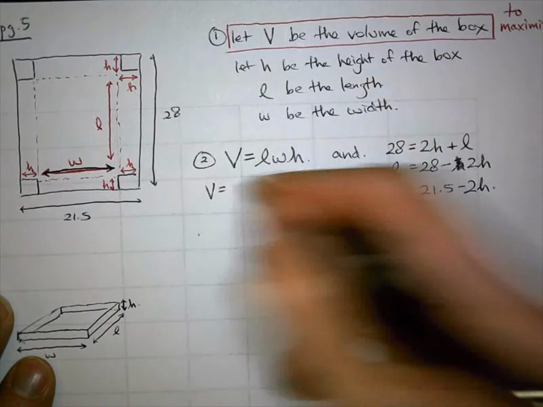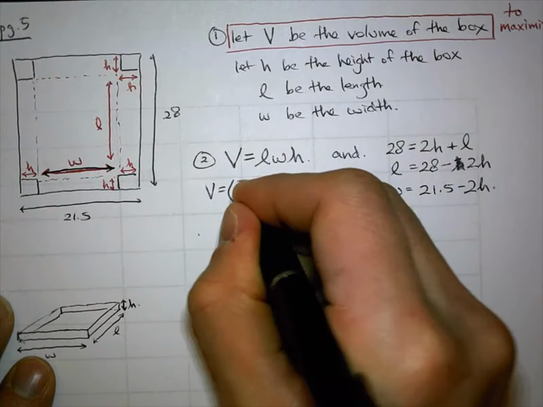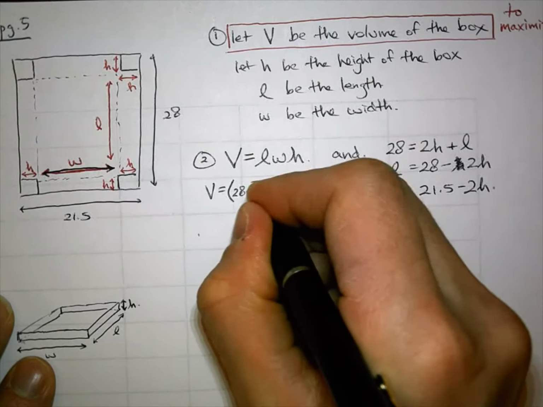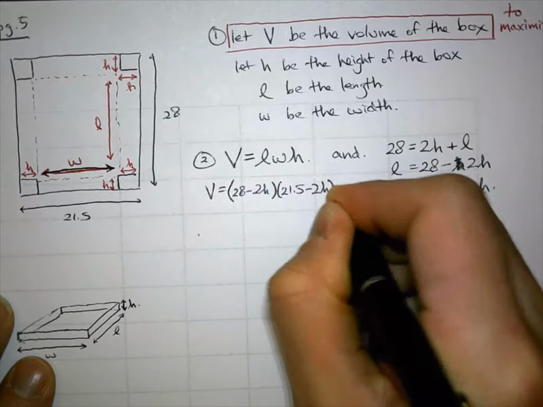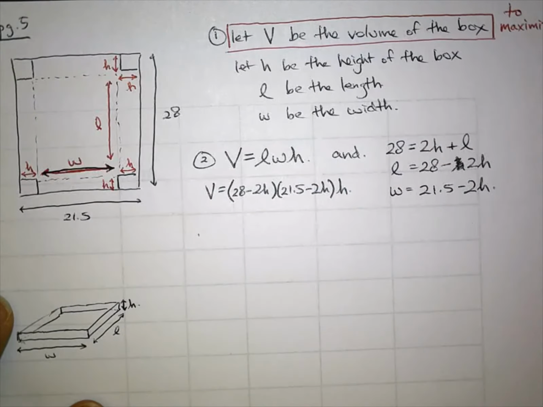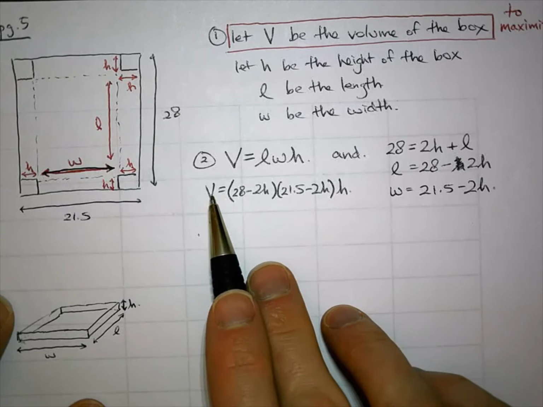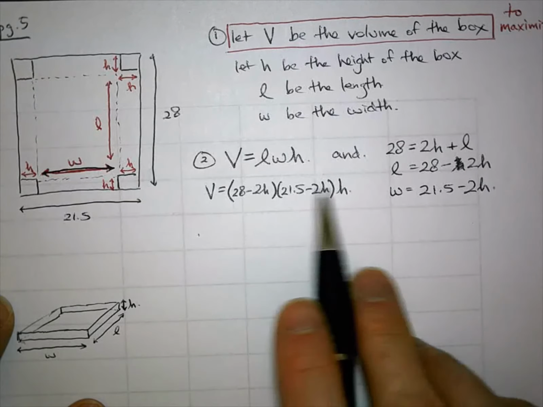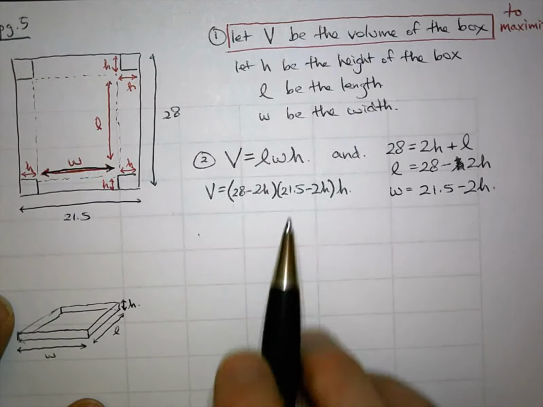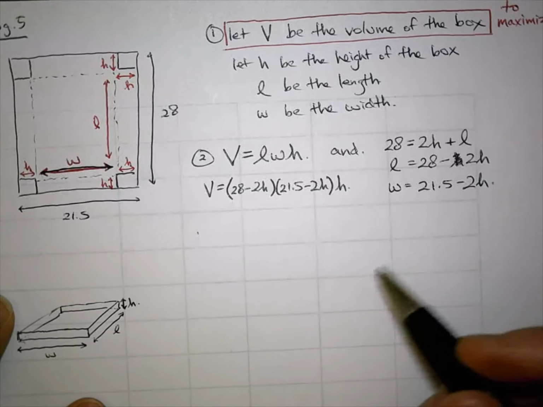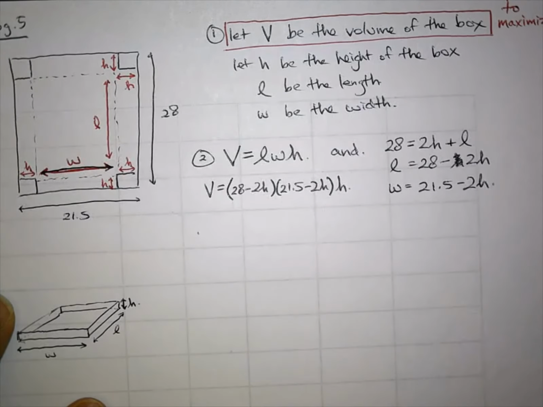So now I end up with 28 minus 2H times 21.5 minus 2H times H. Now, it may look like a mess, and it's horrible, but look what it is. It's an expression for V in terms of one variable, H. The only problem is it's a little messy. It would be hard to take the derivative of this. Because I know I have to take the derivative, I am going to expand it.